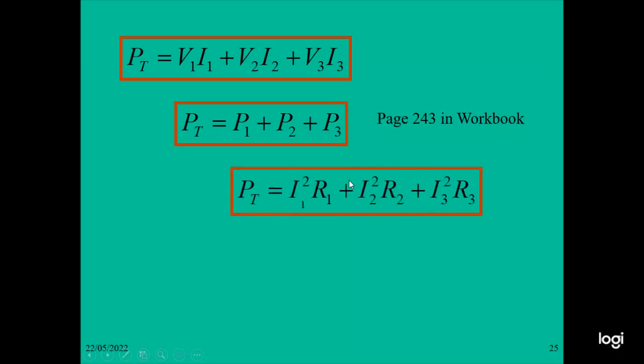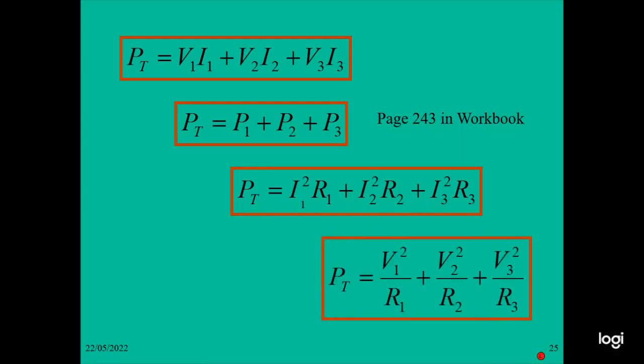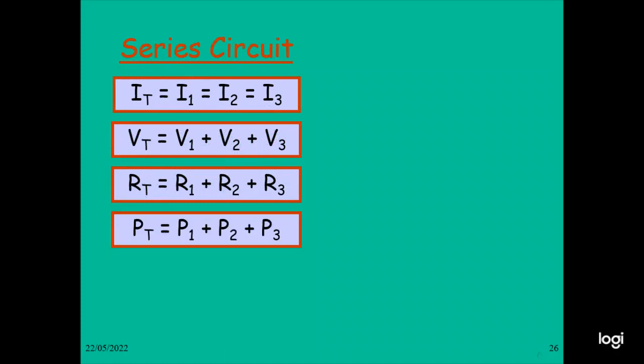Also, the total power is I squared RT, or I1 squared R1 plus I2 squared R2 plus I3 squared R3. So the total power is V1 squared by R1 plus V2 squared by R2 plus V3 squared by R3. By this way, you get the total power. For a series circuit, IT equal to I1 equal to I2 equal to I3, VT equal to V1 plus V2 plus V3, RT equal to R1 plus R2 plus R3, PT equal to P1 plus P2 plus P3. Those are the series circuit situations.